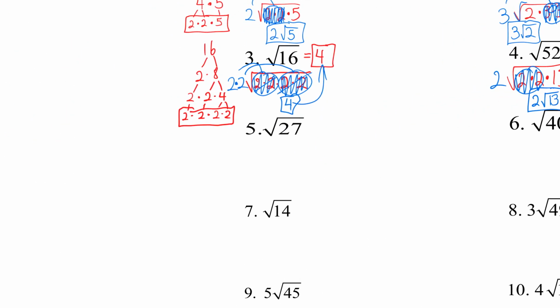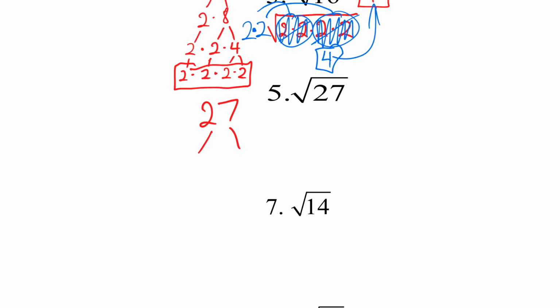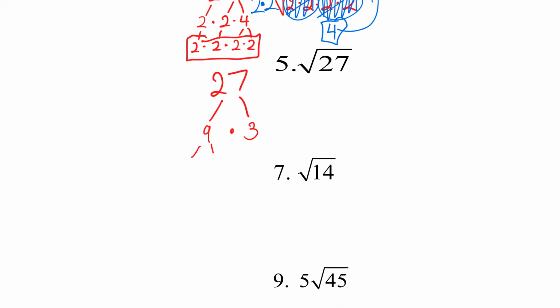All right, number 5. Okay, try that one. Square root of 27. Okay, what can you multiply to get 27? 9 times 3. And then 9 breaks down as 3 and 3. And then still with this other 3. All right, so we have 3 times 3 times 3.